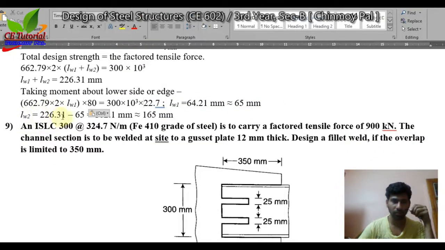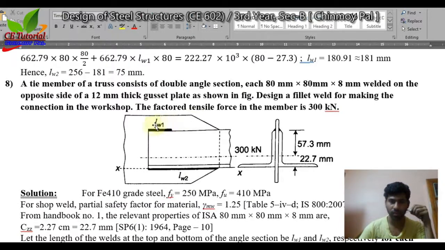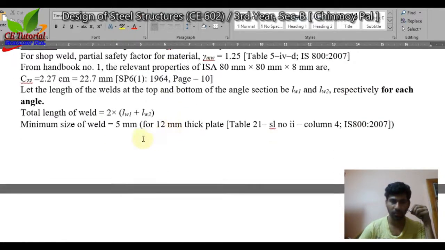So L2 is equal to total length 226.31 minus 65 is equal to 165 millimeter. So one welding length should be 65, another 165. So this is 65 and this length is 165 millimeter. Is 65 millimeter. Okay.